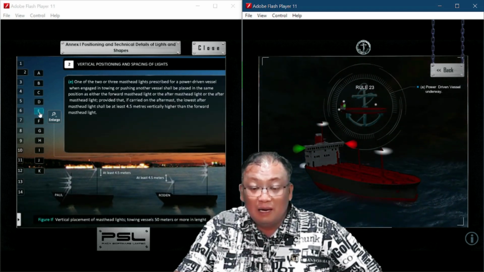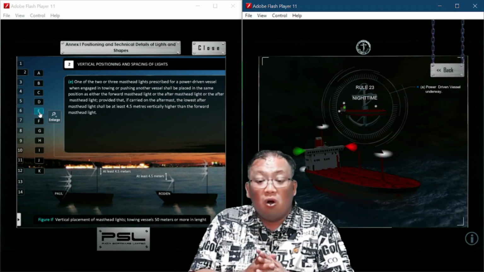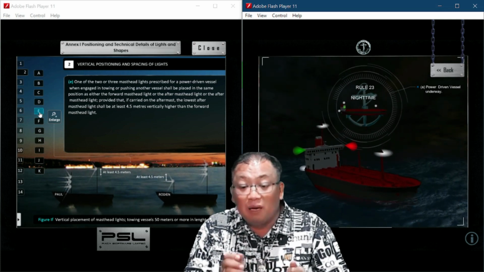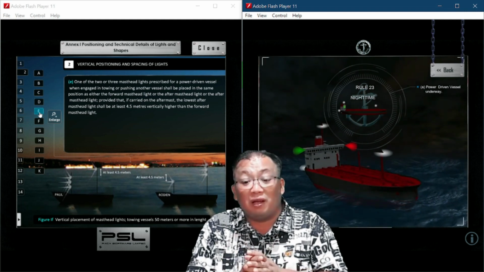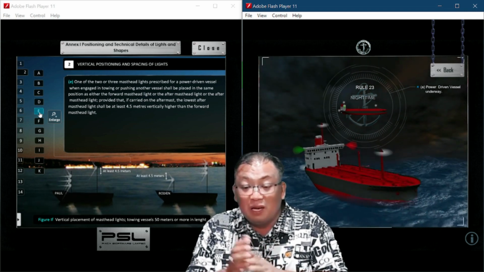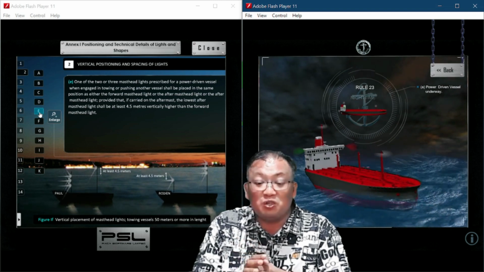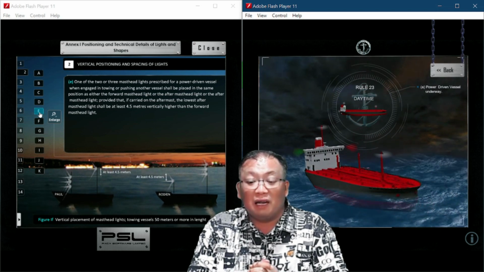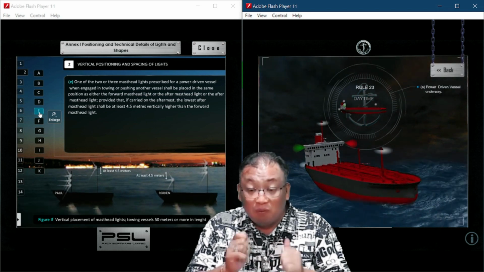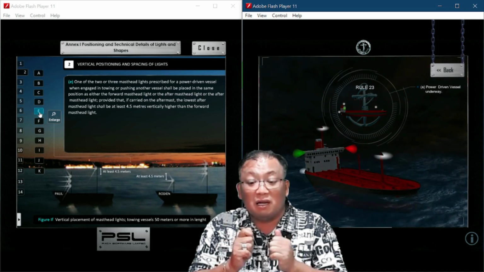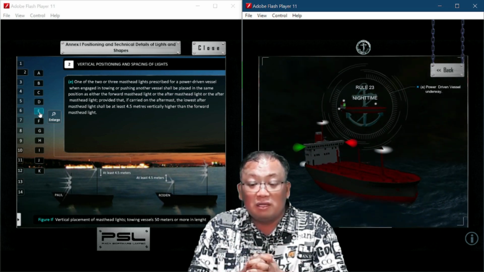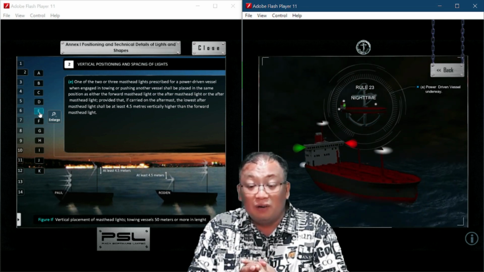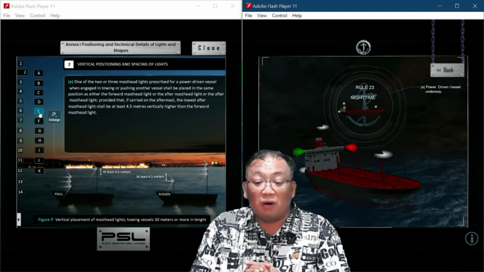Let's go to Annex 2 Echo. One of the 2 or 3 masthead lights prescribed for a power-driven vessel engaged in towing, remember, a towing vessel or pushing another vessel, shall be placed in the same position as either the forward masthead light or the after masthead light, provided that if carried on the aftermast, the lowest after masthead light shall be at least 4.5 meters vertically higher than the forward masthead light.